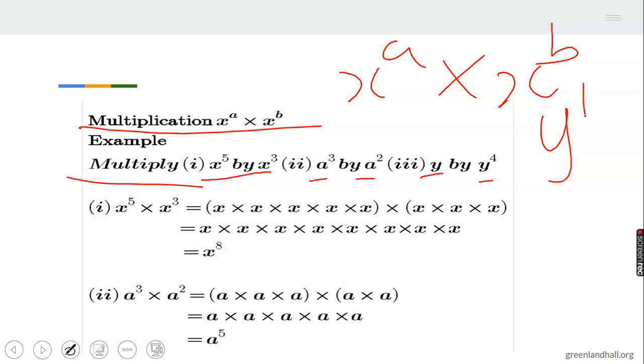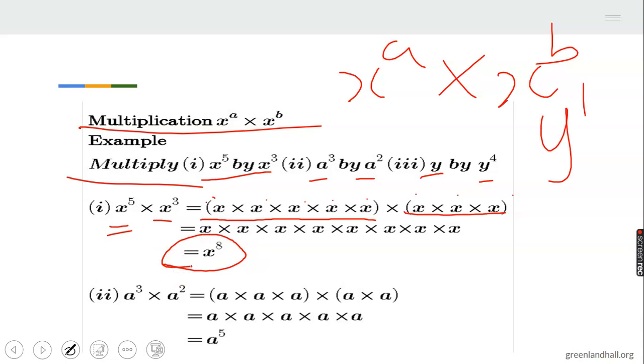Now, this is x to power 5 times x to power 3. By the time you multiply everything together, you count 1, 2, 3, 4, 5, 6, 7, 8. That means x raised to power 8. That is how to do multiplication of indices.